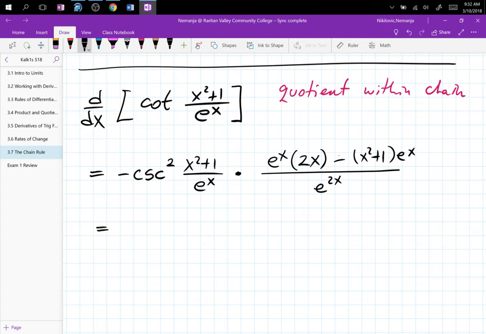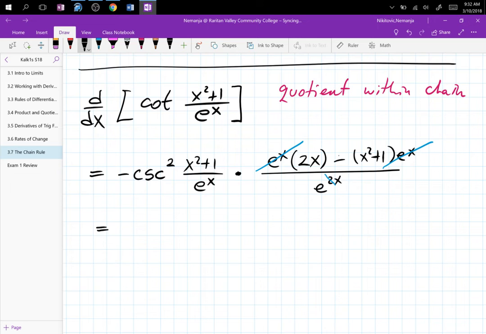Now not the whole bunch of stuff, but at least e to the x cancels. The denominator here is e to the x times e to the x. So one of the e to the x's will cancel. So I have e to the x gone, and the square goes away because that's like taking out one of the e to the x's and the second one stays.